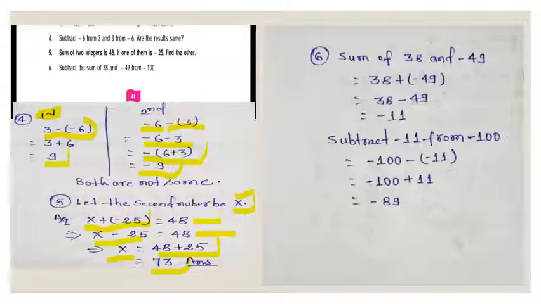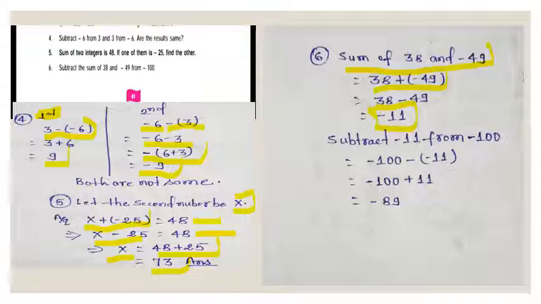Now question number 6. Subtract the sum of 38 and 49. As I have told you, first you have to find the sum of 38 and minus 49. 38 plus minus 49 means 38 minus 49, which is negative 11, minus 11.